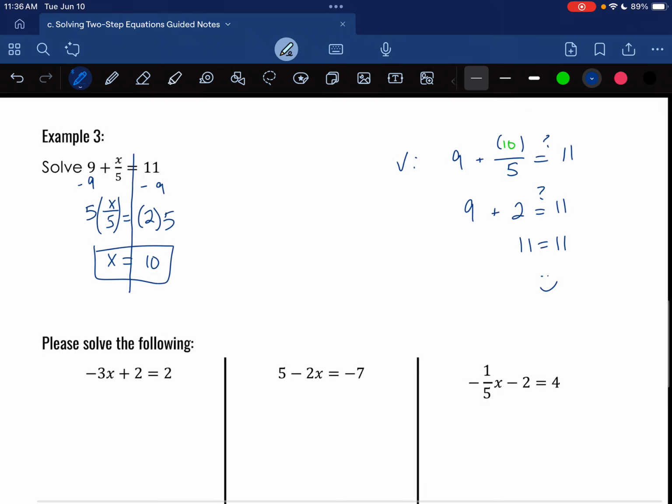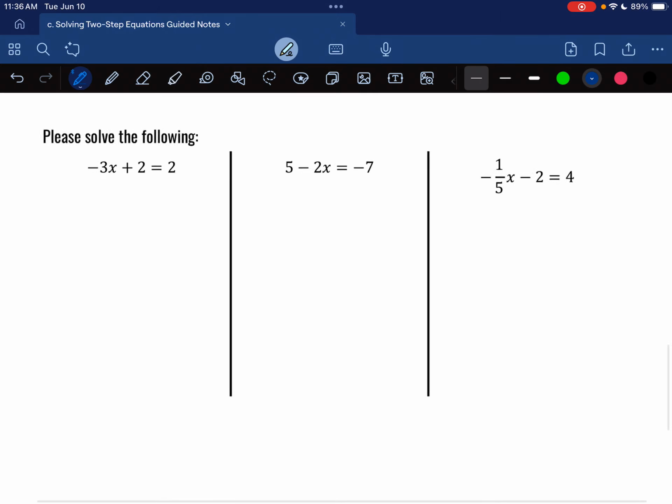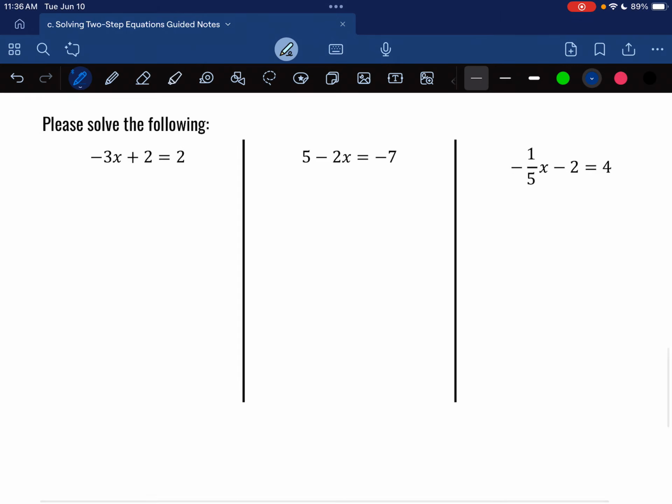All right, so go ahead and try these 3 out here. You can solve these 3 equations by following the inverse operations like we've been doing on your own. You can pause the video and then come back and watch them when you're done.